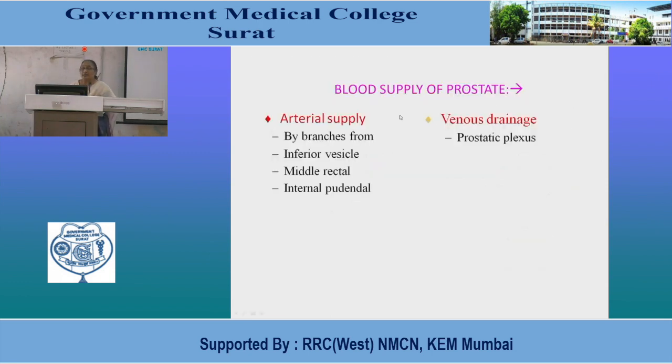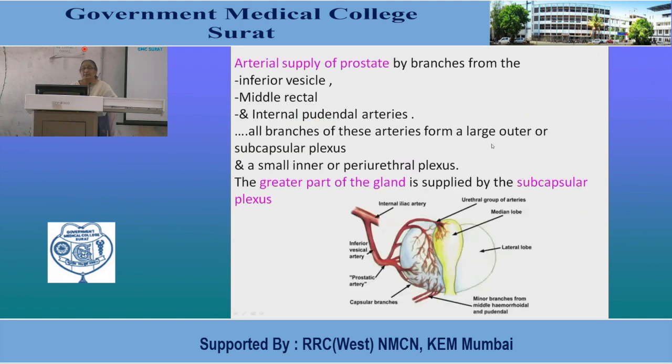Now, what is the blood supply? The arterial blood supply of the prostate gland is by branches derived from the inferior vesical, number 1, middle rectal, number 2, and third, the internal pudendal arteries. So all three are arteries supplying the prostate, and the venous drainage is done by the prostatic plexus. Now, arterial supply: all three arteries we have seen. All branches of these arteries form a large outer or subcapsular plexus.